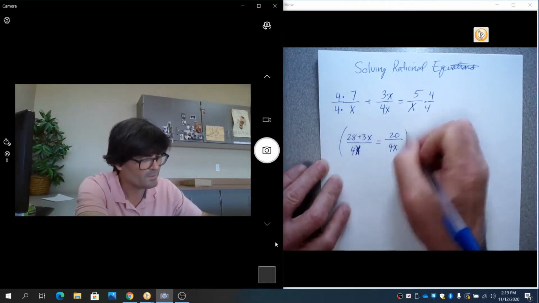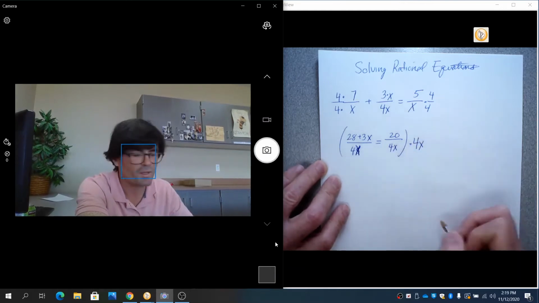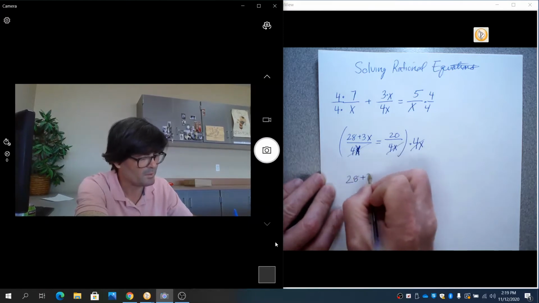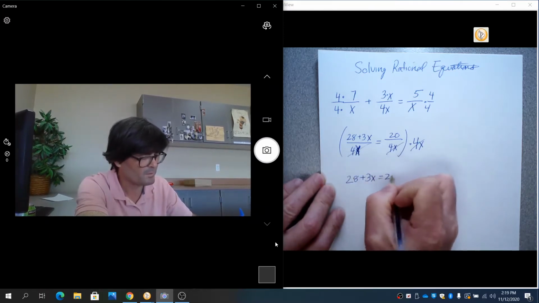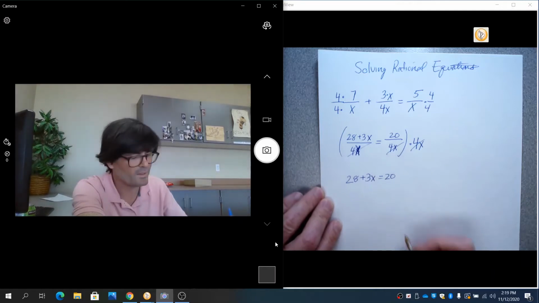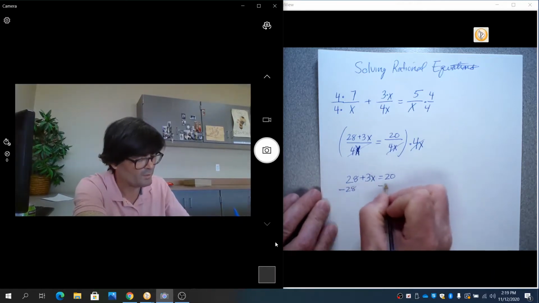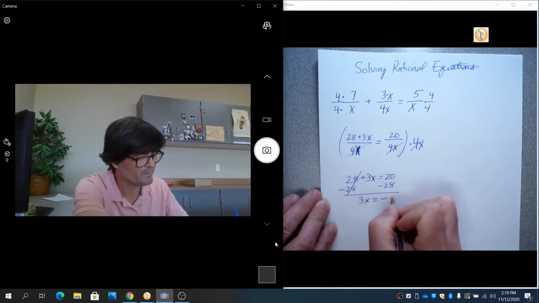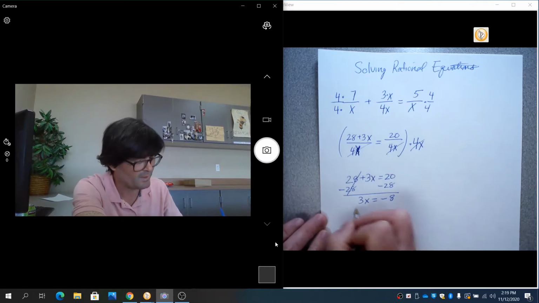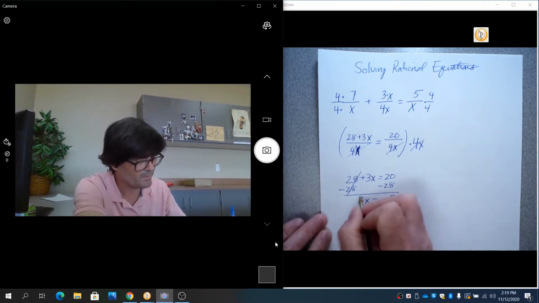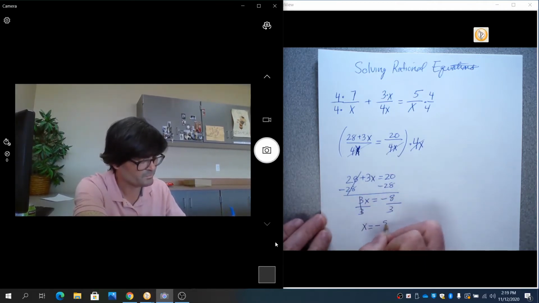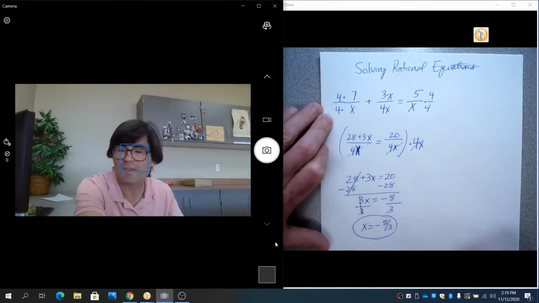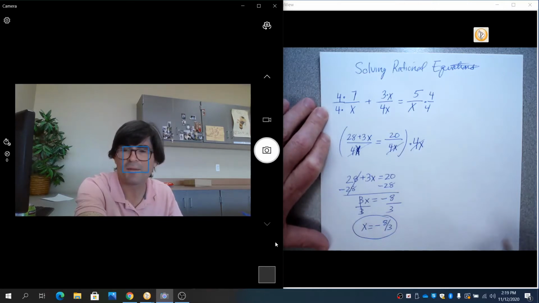And now if you were just to multiply everything by 4x, the 4x's would cancel out, and you'd have 28 plus 3x equals 20. And then you would take away 28 from both sides. You're back to kind of a normal equation that you might have seen in Algebra 1. You get 3x equals negative 8. Divide by 3. X equals negative 8/3. So that's one way to deal with something like this.